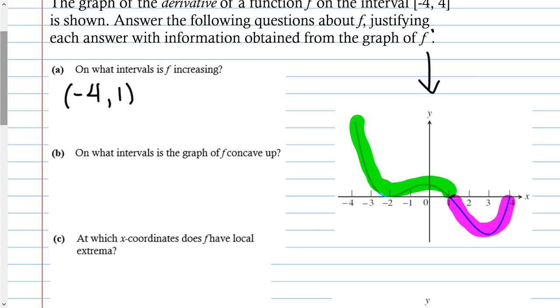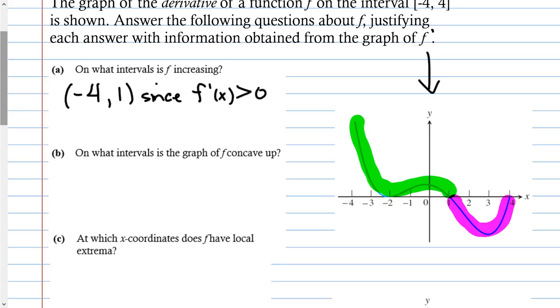Now, proper justification or explanation would be: f is increasing wherever f prime of x is greater than 0. And f prime of x is greater than 0 from -4 to 1, so that is where f is increasing. I'm just going to shorten it: since f prime of x is greater than 0.